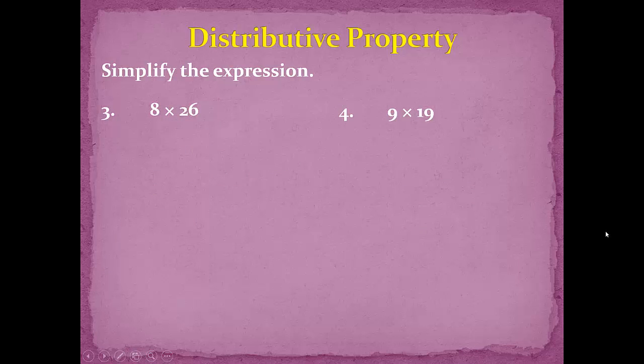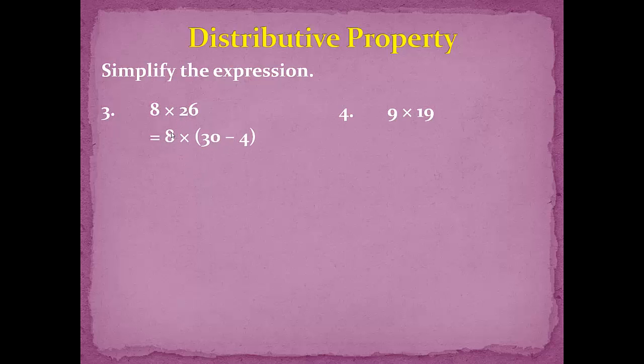Now we're going to try 2 more examples, but this time we're going to use subtraction to help us. So for number 3, we have 8 times 26. I want to come up with a way to break up 26, but I'm also going to use subtraction. If I was going to use addition, I could say 20 plus 6. But I want to use subtraction, so I'm going to go up to the next 10, so that'd be 30. And I need to figure out what I can subtract from 30 to get 26. That number would be 4. So 30 minus 4 equals 26. So I'm going to say this is 8 times the quantity 30 minus 4.